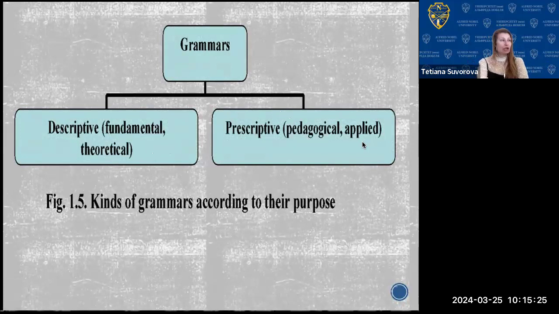The pedagogical, it is how we should teach grammar. You see, there are some courses, the way you should teach, for example, tenses, the way you should explain the articles, and so on and so forth. So it's about teaching. And applied, it is just for users, the rules, how to use, yes, so generally, how to speak correctly and write correctly.